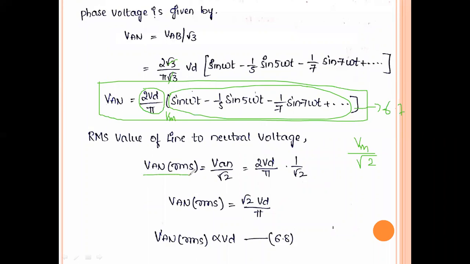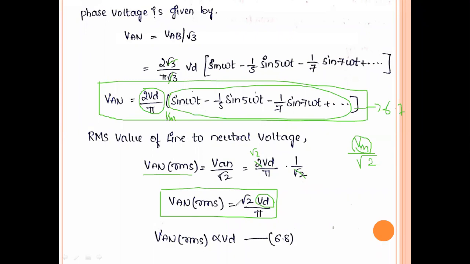So VAN RMS value can be written as VAN maximum by root 2, means the maximum value by root 2. For this equation 6.7, the maximum value is 2 into Vd by pi, right? So 2 into Vd by pi by root 2. Now you can cancel out this root 2 in this 2. Here we will get root 2 again. So the final RMS value will be root 2 by pi into Vd. What is this Vd? This Vd is the DC voltage which is given as input to the voltage source inverter.